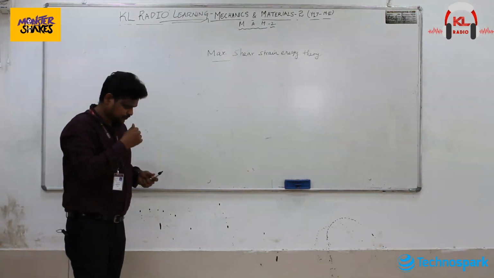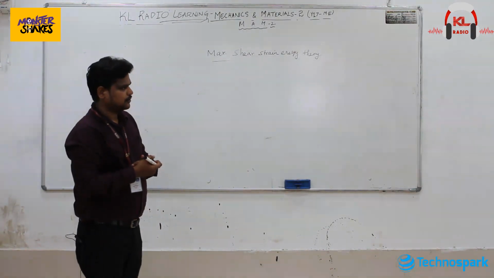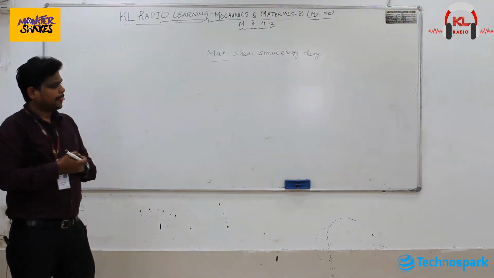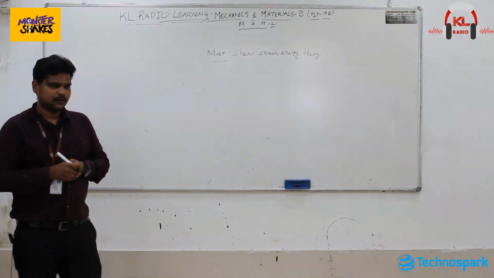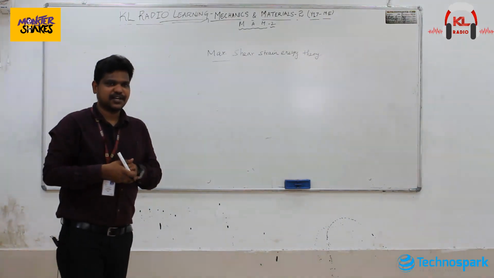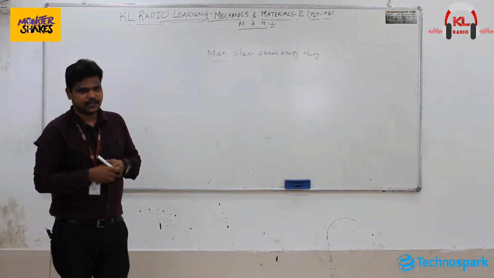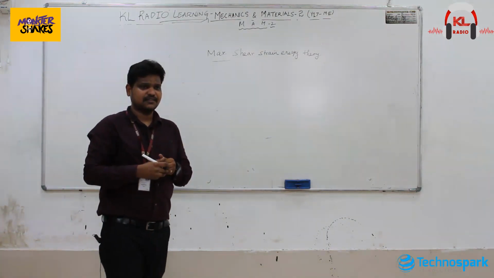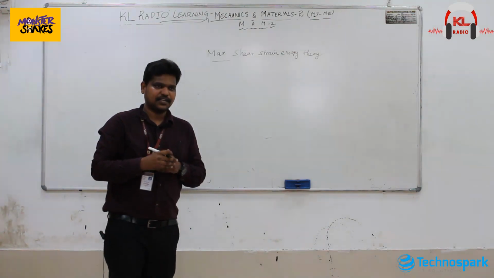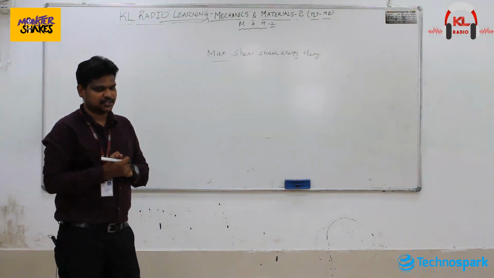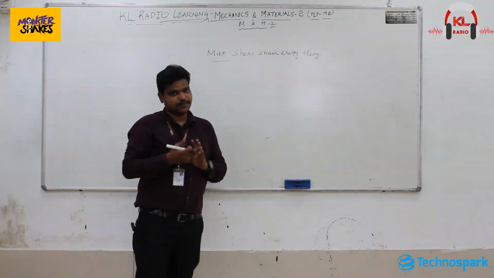Right. According to this theory, the maximum shear strain energy or the maximum distortion energy in the member under a biaxial or triaxial loading condition should be less than the maximum distortion energy or shear strain energy in a material under uniaxial condition. So right, we'll explain this theory.